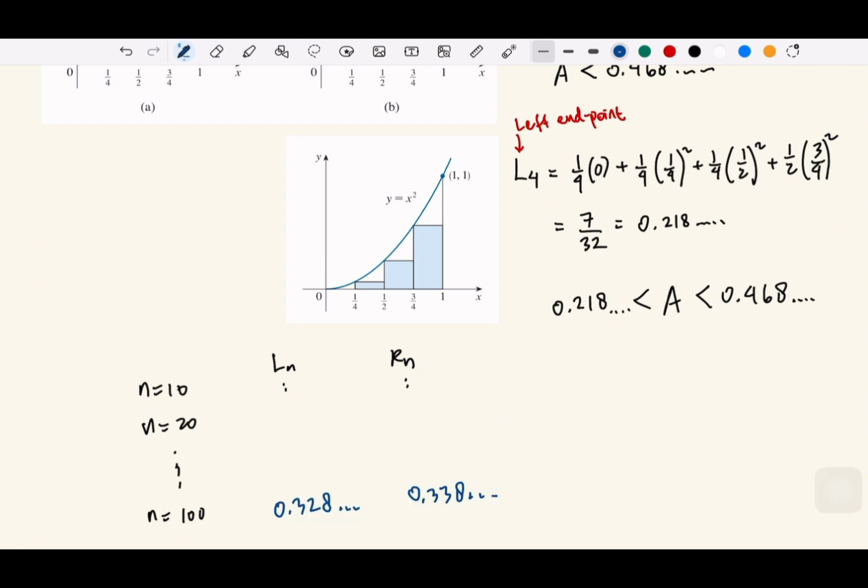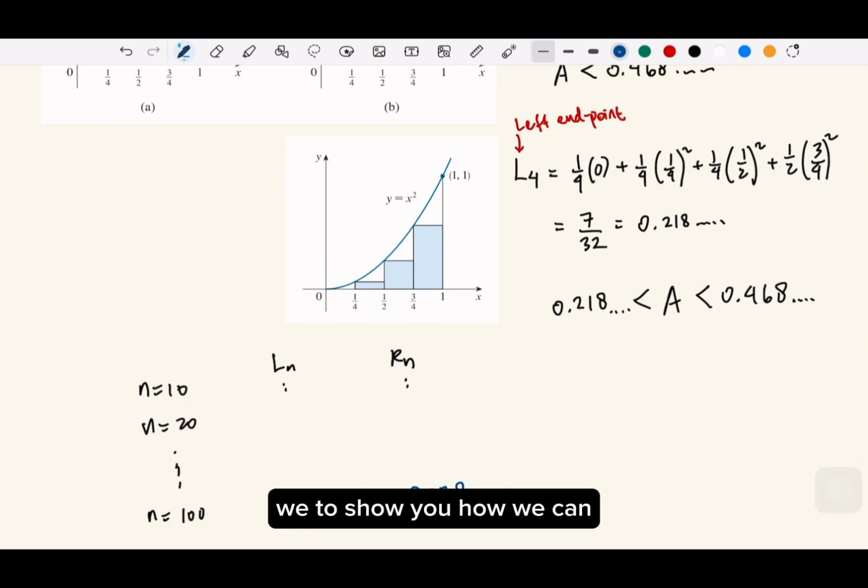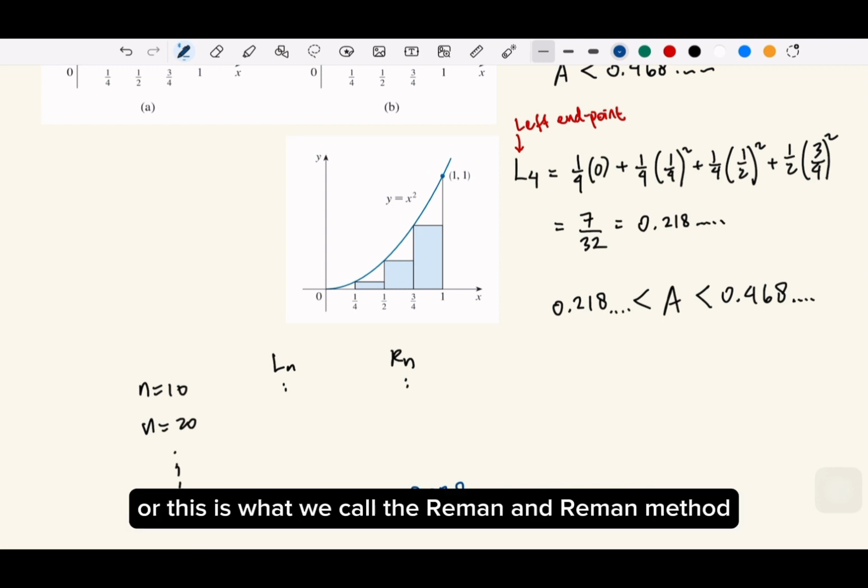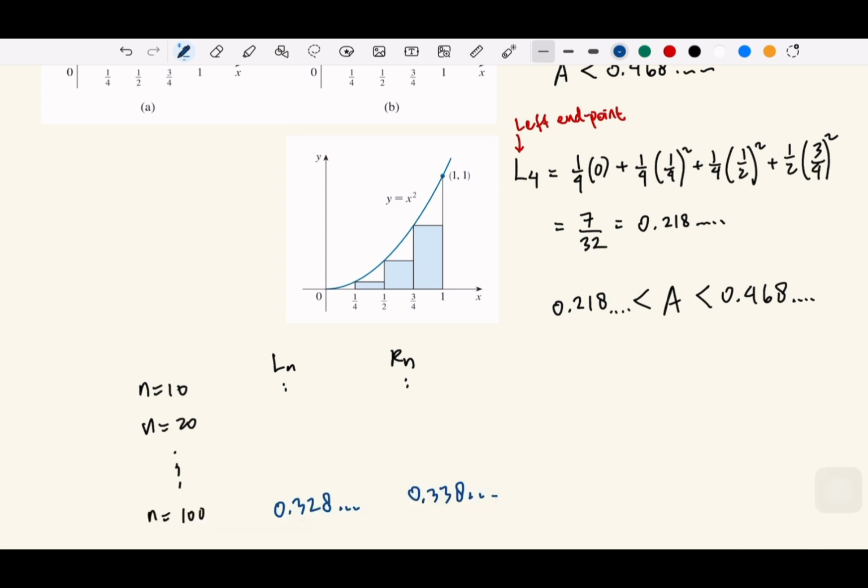Okay. This is to show you how we can approximate using our geometric structure, or this is what we call the Riemann method, or the Riemann sum.